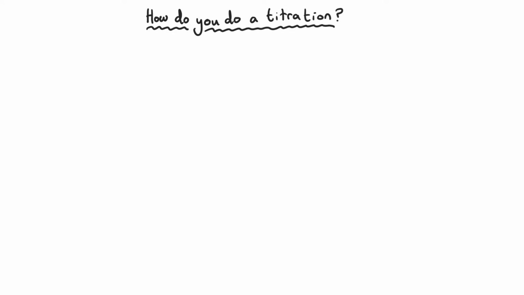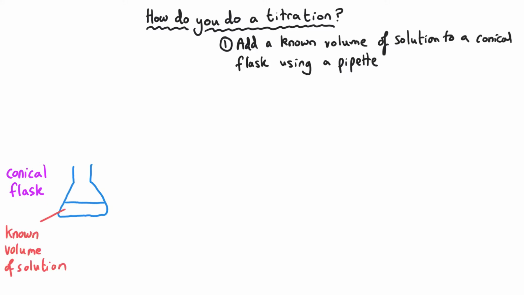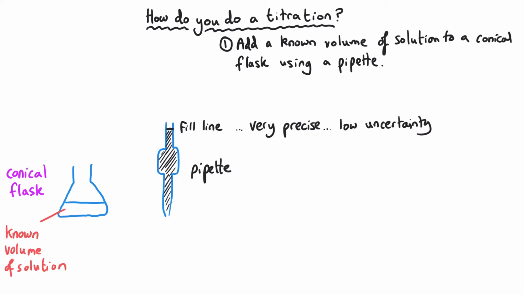The titration reaction itself takes place in a conical flask, which takes its name literally from the fact that it is a cone-shaped flask. What you do is you add a known volume of a solution to the conical flask using a pipette. These aren't like the normal dropping pipettes. These are specifically, they only have one line on them. And when you have a solution in the pipette up to that line, you know you have a very specific volume, typically 25 cm cubed or 10 cm cubed for titrations.